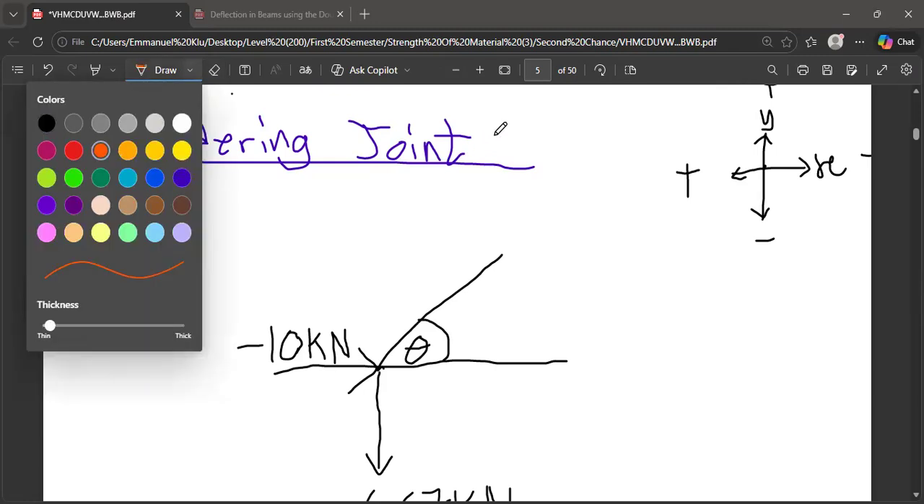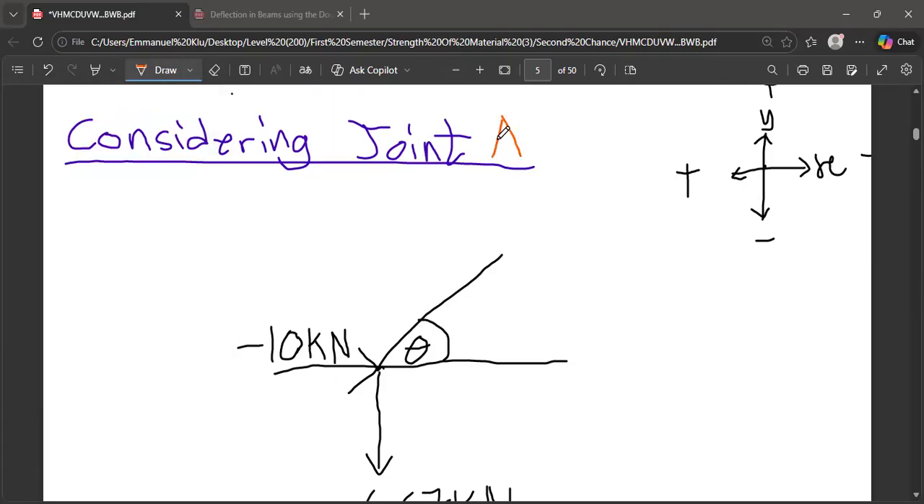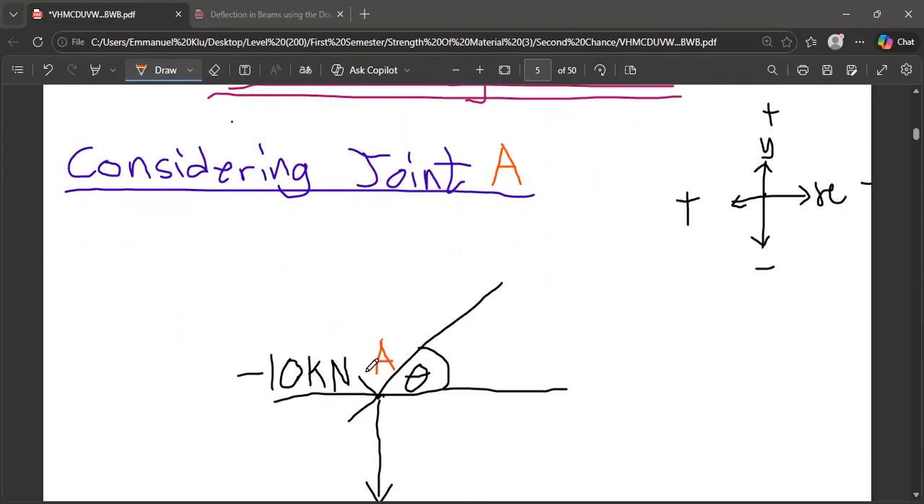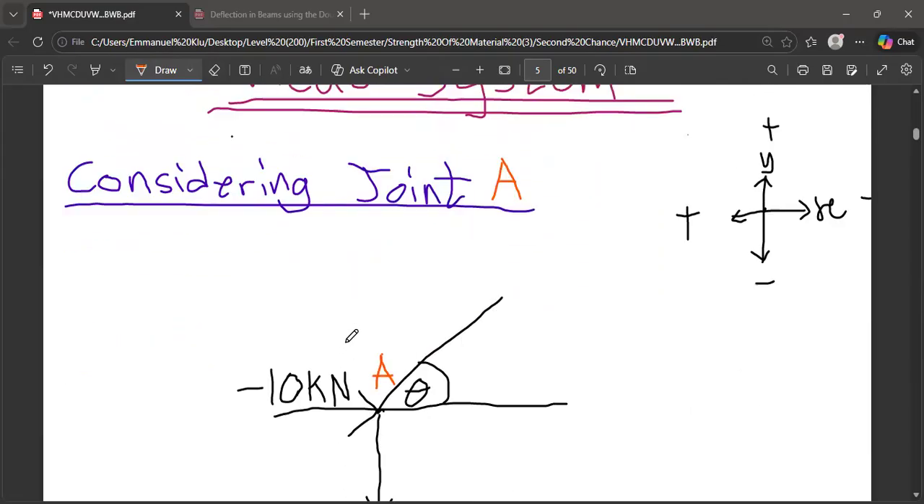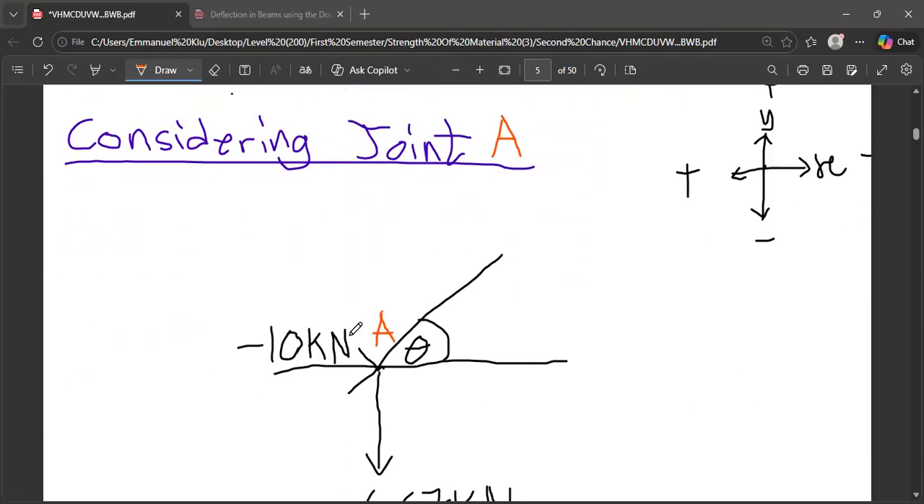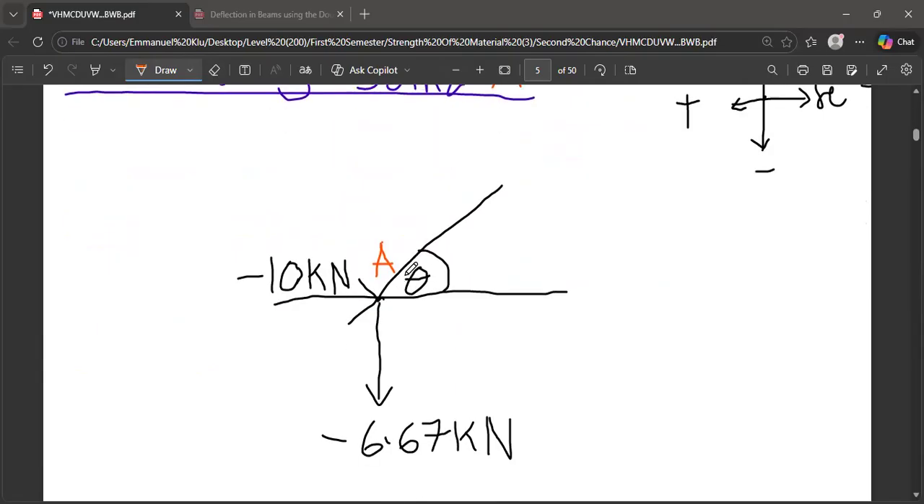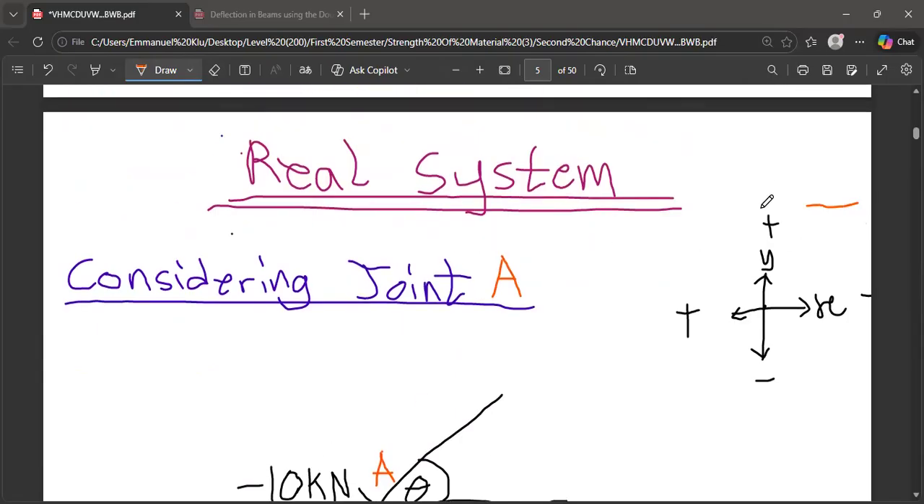So this is joint A. Exactly. That is joint A over there. We are seeing over there. Exactly. So we take this cardinal point very seriously. We will be using it more often.